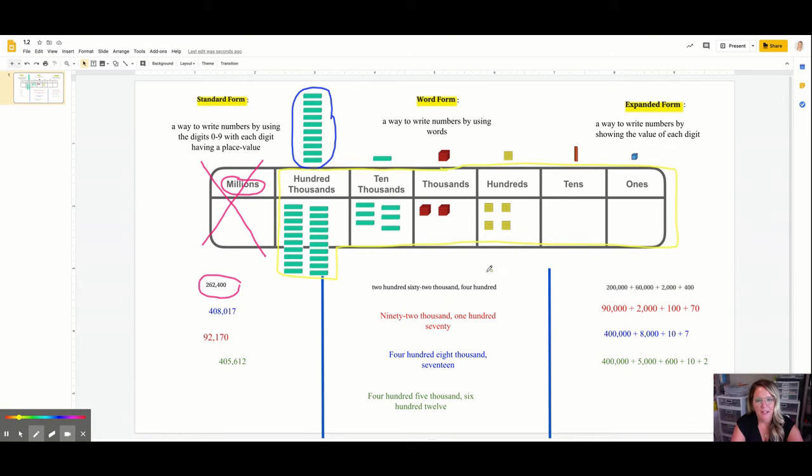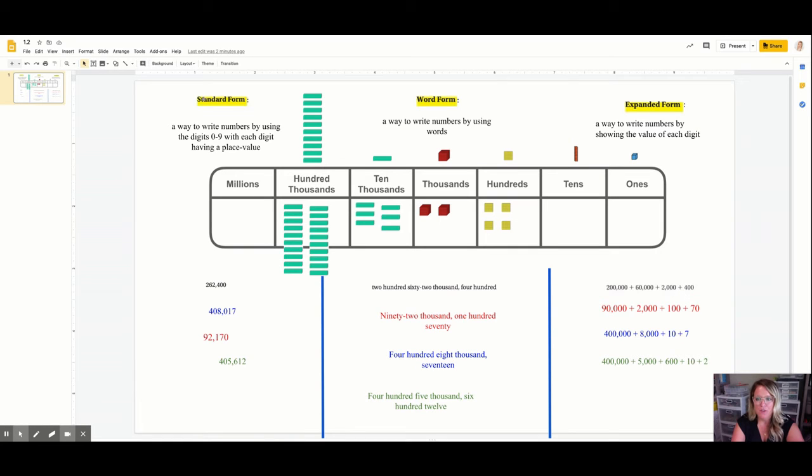Now the reason I decided to put this on my place value chart first is it makes it a little bit easier to understand all 3 of these forms. The first form we call standard form. Standard form is just the way it looks with digits. This is our most commonly used form. We write numbers all the time with their digits. Okay, you're using digits 0 all the way to 9. So in this case, 262,400 is the standard form.